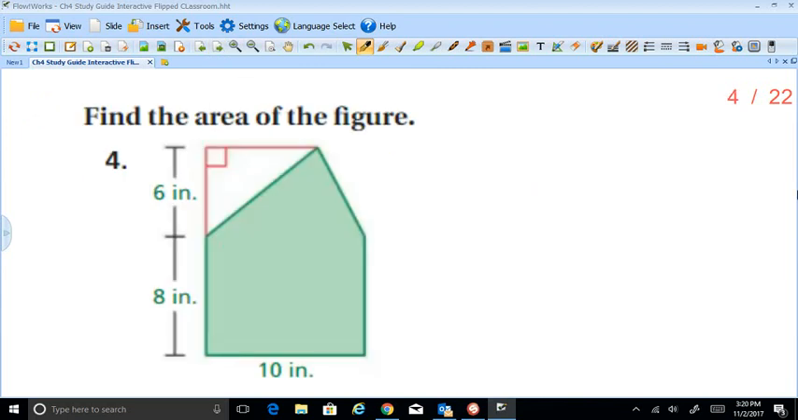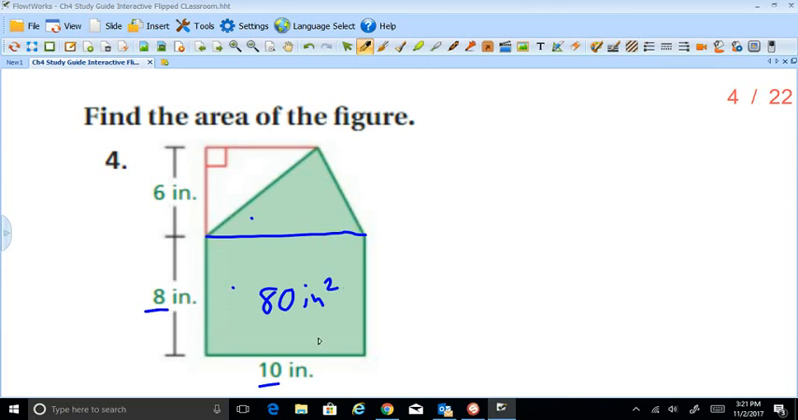Next problem is a composite figure. To find the area of any composite figure, we want to break it up into more familiar shapes. So I'm going to cut it right here. When I cut it like that, now I have two parts. I have a triangular part, and I have a rectangular portion on the bottom. Find the area of each individual piece, and then add them together. So I'm going to find the area of the bottom rectangle first. The area of a rectangle is just the length times the width, also known as the base times the height. And we have 10 times 8, which is going to give us 80 square inches.